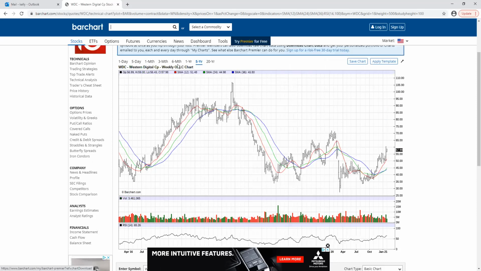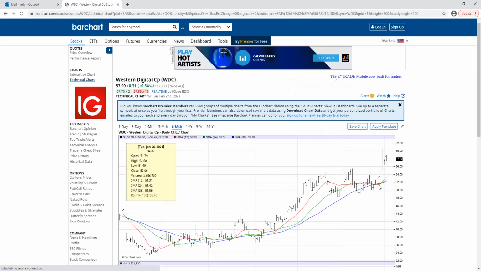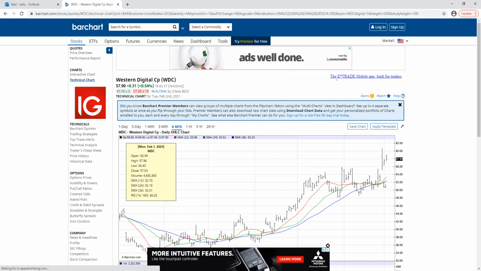With regards to the 6 month basis, again, came down and tested these averages. So obviously the support is at 48 bucks. And once it got back above 52, that was your buy signal. And so far it looks pretty good. That's a little lonely up there.